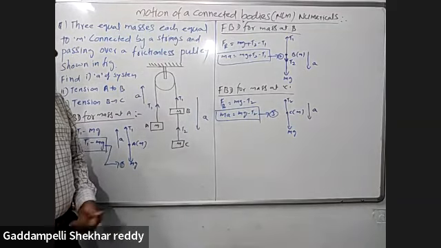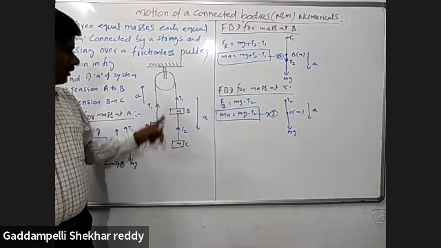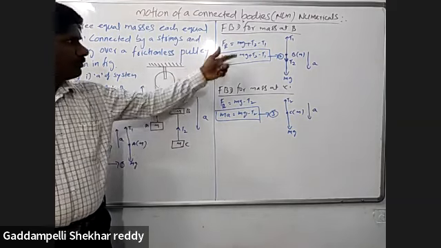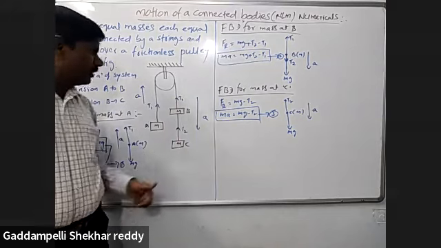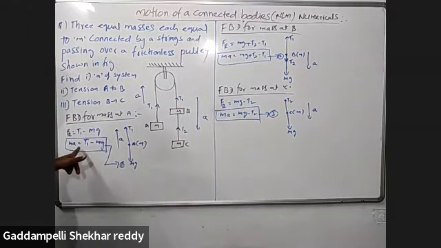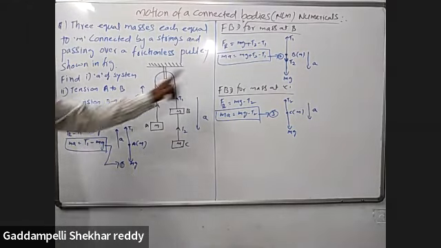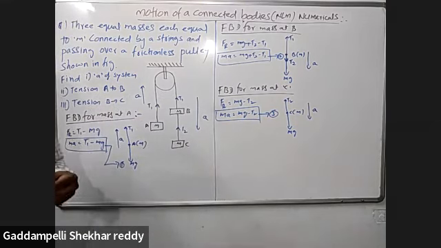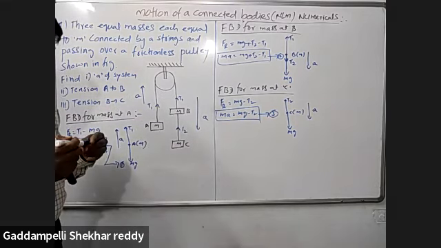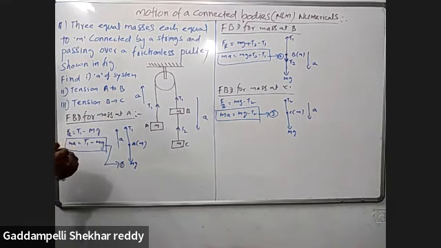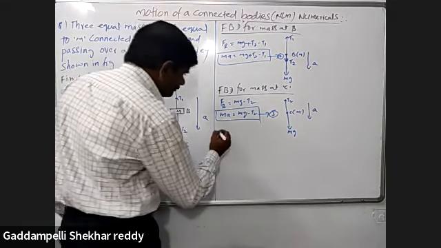So for all bodies we have to draw free body diagrams, and from the free body diagrams make equation 1, equation 2, and equation 3. Now we are asked the first part: the acceleration of the system.